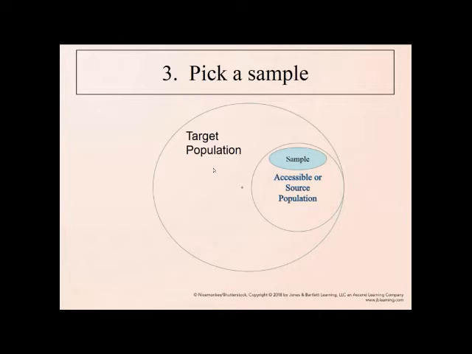Next, you're going to need to pick your sample. The target population is the focus of your study. Part of the target population is the accessible or source population, and that's the group that you can get access to, such as if you're doing a study related to breast cancer, you might want to get access to a breast cancer registry or several registries. Then the sample is the actual people from the accessible population who you ask to participate in the study.